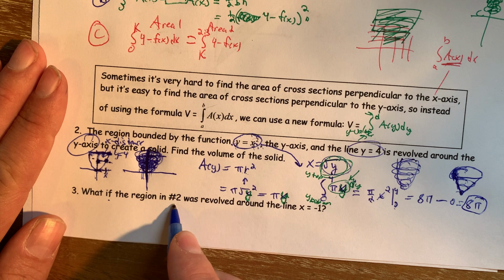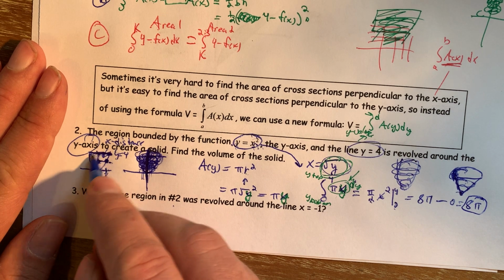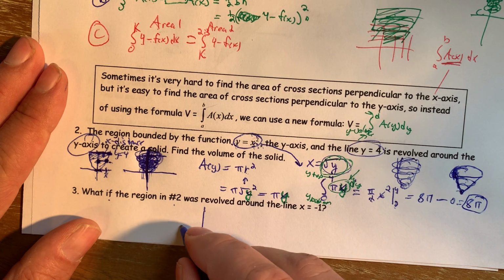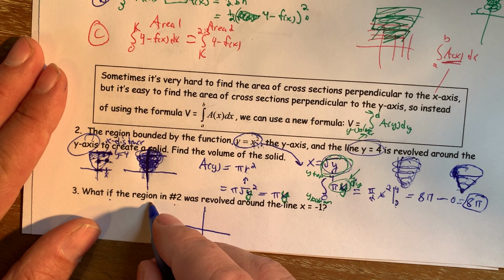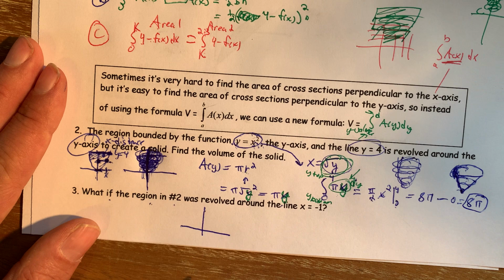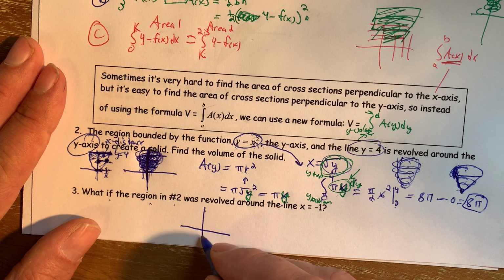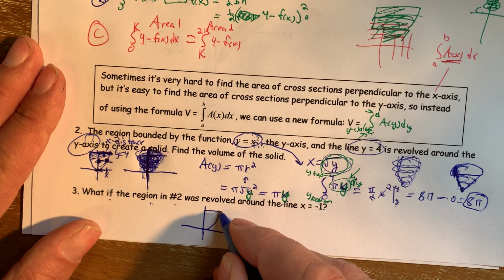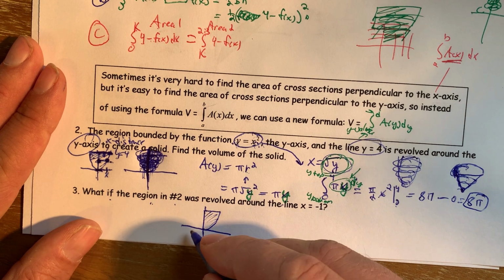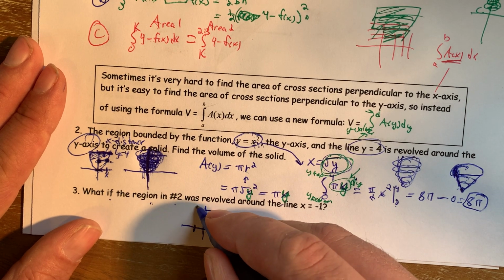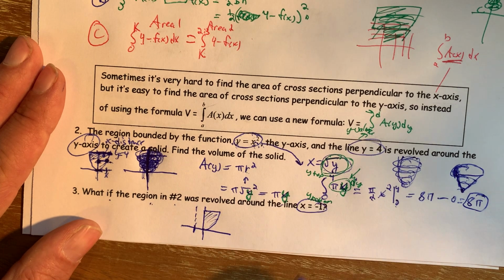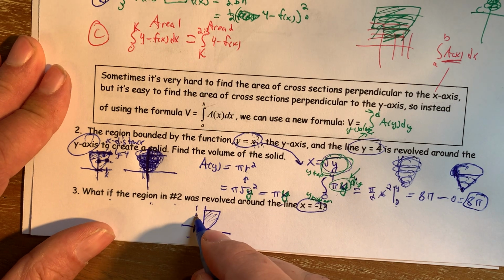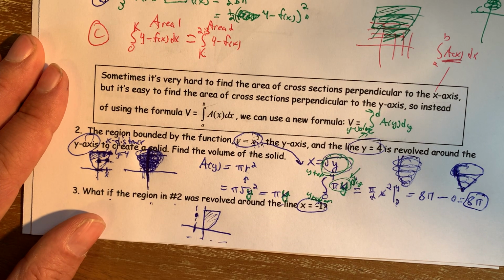If the region in number 2, so this same region, was revolved around the line x equals -1. And here it should be the area in the first quadrant. I really should have said this is the area in the first quadrant. So again, we've got this y equals x squared guy, y equals 4. We're talking about this region, and it's being revolved around the line x equals -1. We have to be careful. It's not y equals -1. It's x equals -1. And so this is our center of rotation.